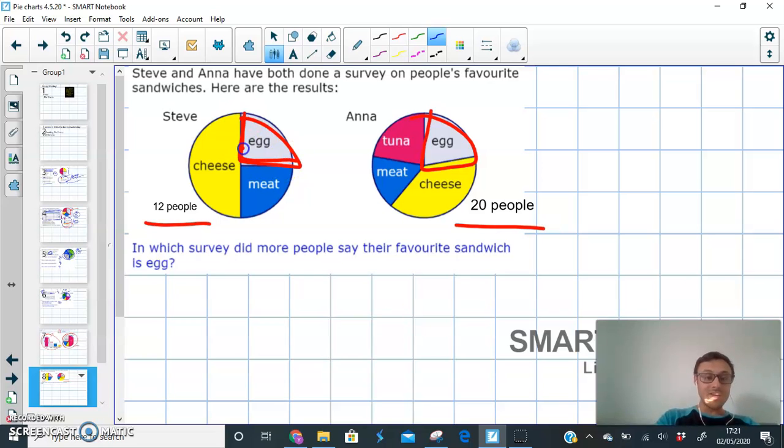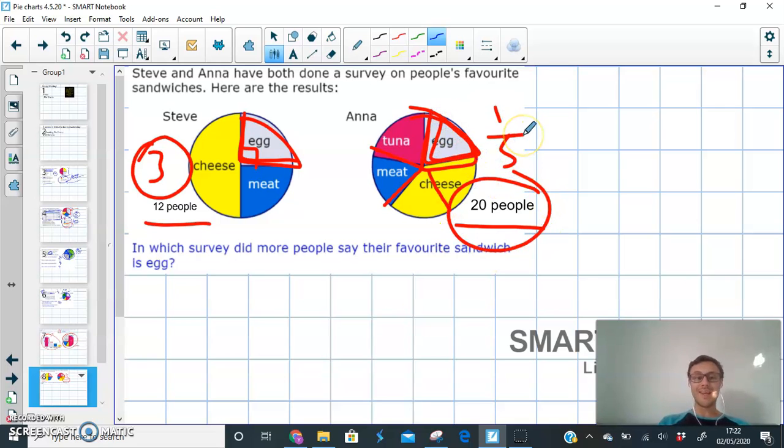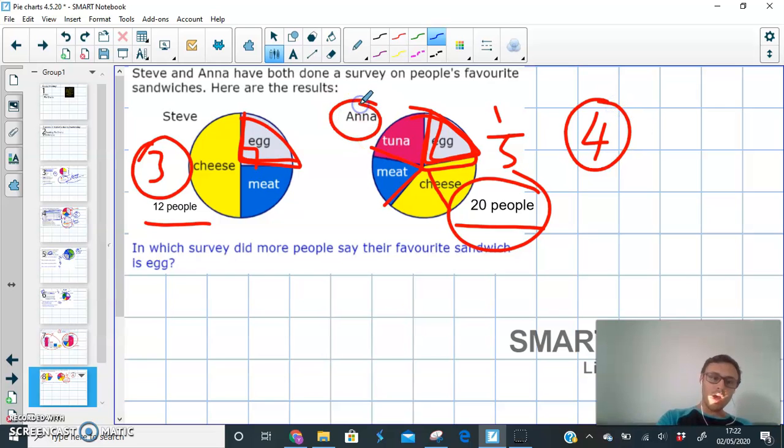Well, we can clearly see that Steve's answers were a quarter egg, so a quarter of 12, so we know he had 3 people answering egg. And I would say it's about a fifth for Anna's, because I could probably fit that egg section into my pie chart about 5 times, so a fifth or 20% chose egg in Anna's. A fifth of 20 is 4, so by 1 person approximately Anna had more people choosing egg, but she asked more people.